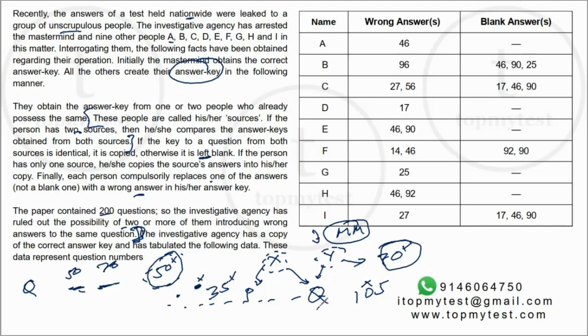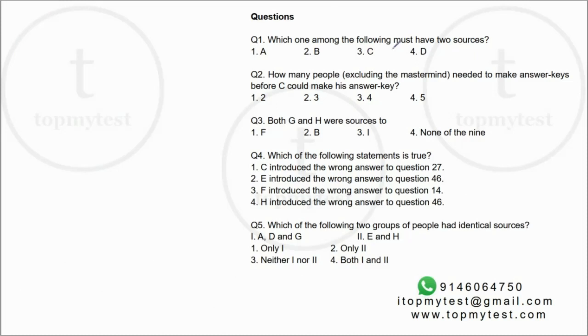Now, if somebody borrows from Q, let's call this R, he would have two blanks already: 50 and 70 will be blank. His 105th answer is wrong already, but he has to introduce one more wrong answer. So let's say he will introduce 42 as a wrong answer. This is how the chain progresses of wrong answers and right answers. Now you have to look at this chain and figure out who is the source, who has two sources, who introduced which question wrong, which question right, and so on.